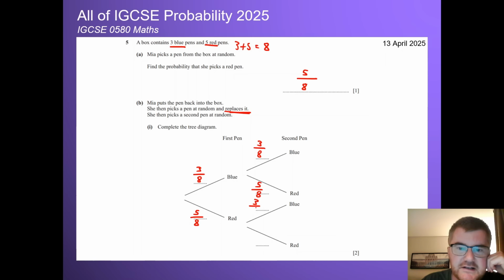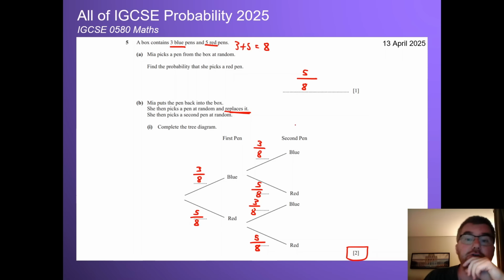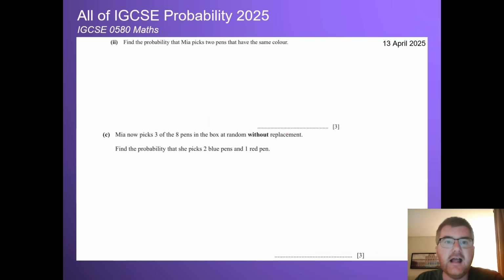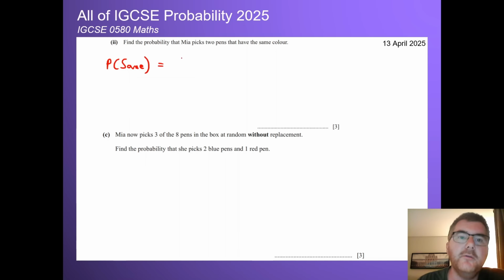This is where reading the question is really careful, really important. And this is only a 2-mark question, so it shouldn't be anything too difficult here. And then we usually have to use this in some way. So the probability that Mia picks 2 pens that have the same color. So we want the probability of same. So we want the probability of blue, blue, plus the probability of red, red.